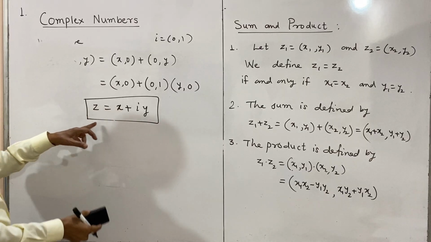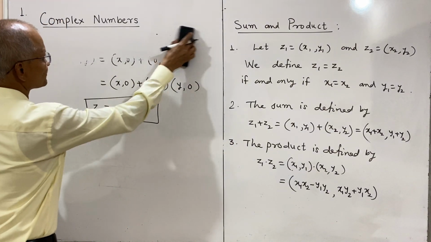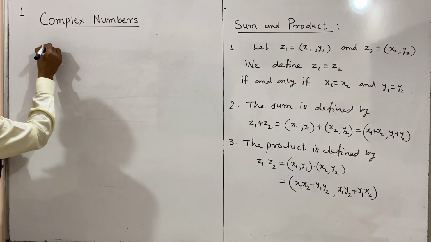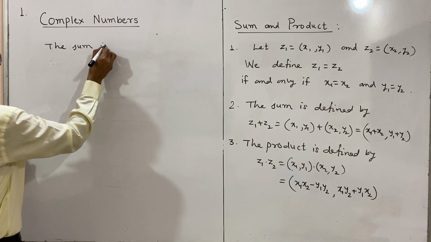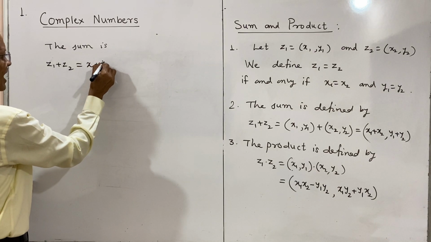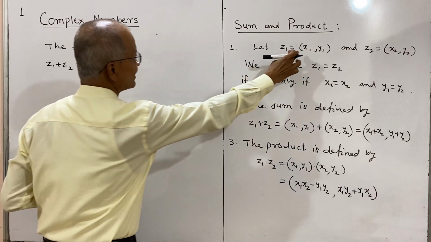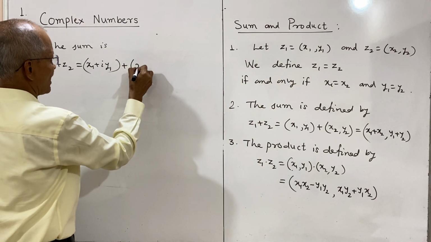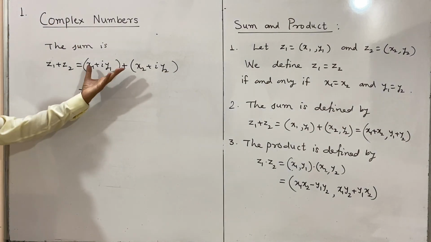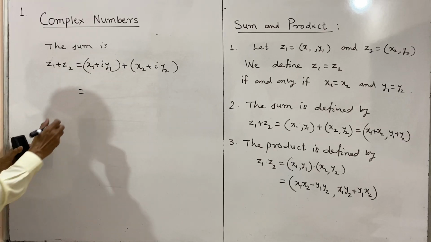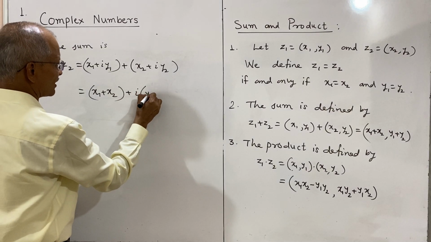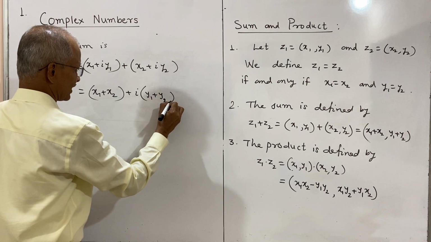Now with this notation, the sum and product can be redefined. Therefore the sum is z1 plus z2, and that is x1 plus iy1. z1 is (x1, y1), which is now written in this form, plus x2 plus i times y2, and this is the usual way of addition: x1 plus x2 real parts, plus if you take i common, then it will be i times (y1 plus y2), which is the same.